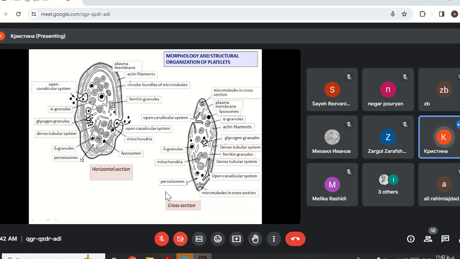Inside we have the granulomere with some granules such as alpha granules, delta granules, and lambda granules, and other organelles such as mitochondria, some elements of endoplasmic reticulum, and glycogen inclusions, and also two types of canalicular system. Canaliculi means small channels, open and closed ones.